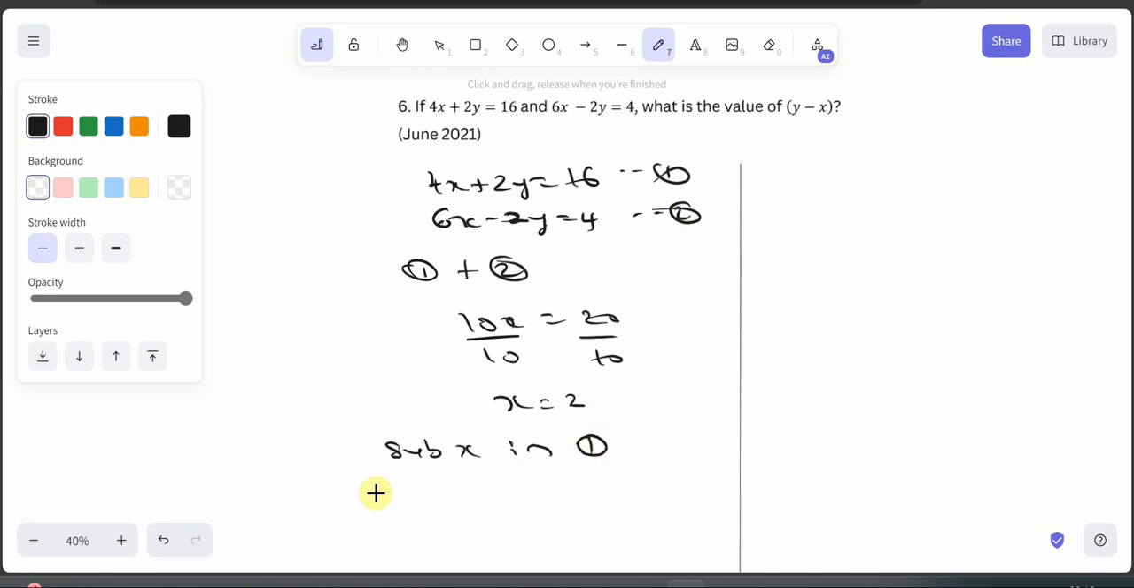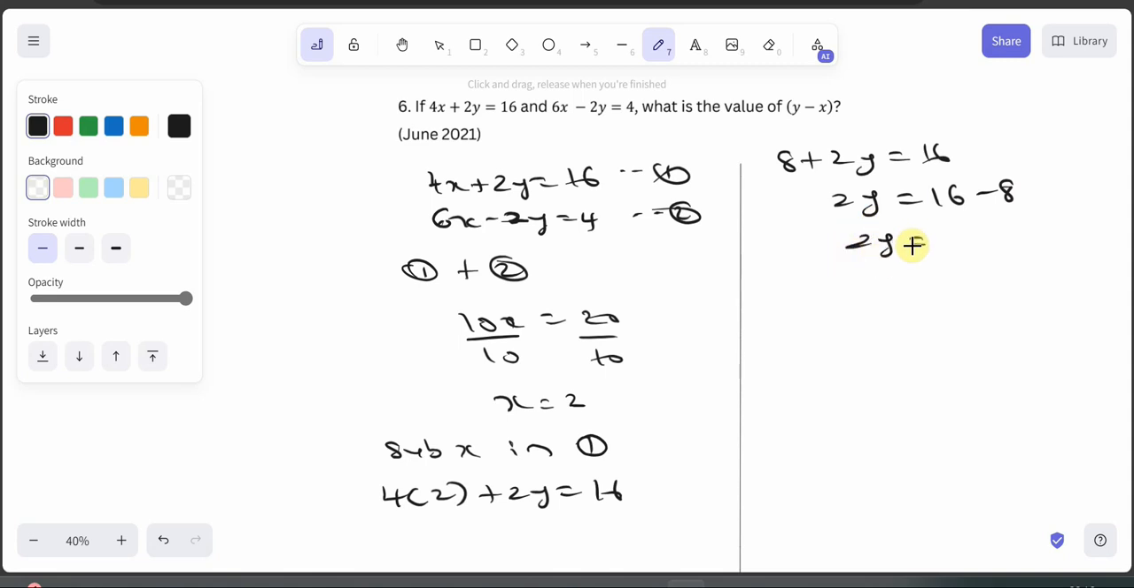So this will be 4x, which is 4 open bracket 2, plus 2y is equal to 16. And 4 times 2 is 8. So 8 plus 2y is equal to 16. And 2y will now be equal to 16 minus 8 if I carry over like terms. So 2y will now be equal to 8. If I divide both sides by 2, our y will be equal to 4.